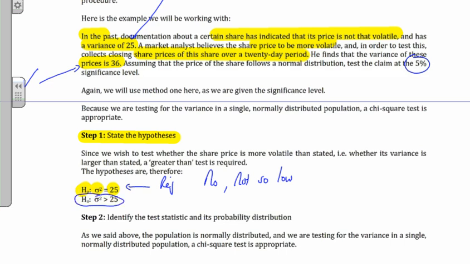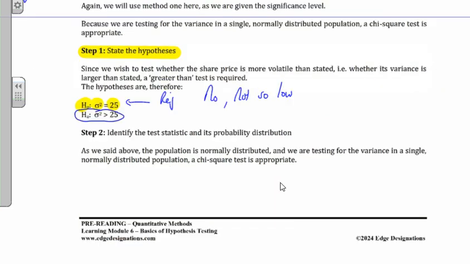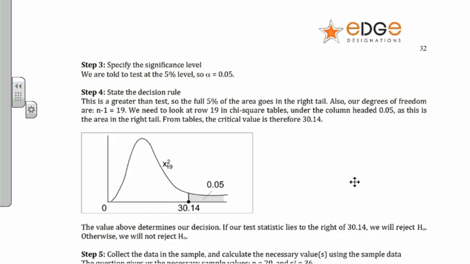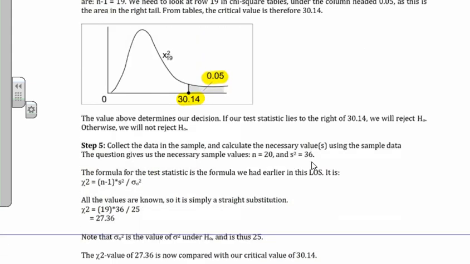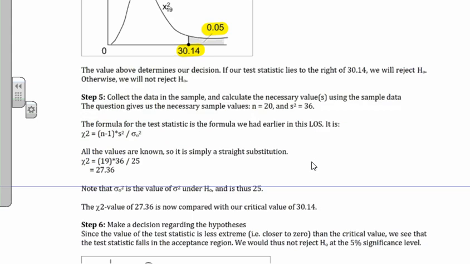Okay, we know where we are now. Identify the test statistic. It's going to be a chi-square test. Significance level 5%. My decision rule: I go read off the 5% on the chi-square table, and I get my critical value of 30.14. Then, as we know, I do my step 5.